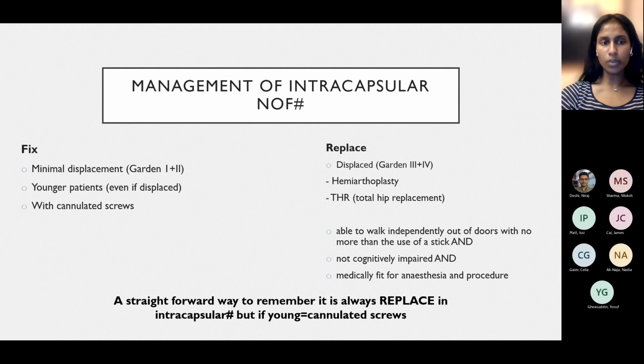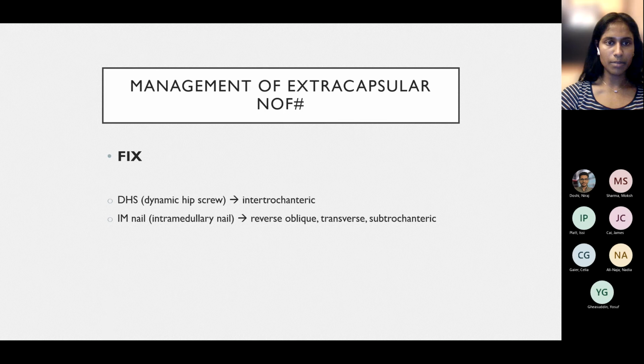I've got some images of what these replacements actually look like on X-ray, so that you guys know these as actual images and what they actually do as opposed to just words. And this is what I said. Intracapsular, we replace. If they're young, we use cannulated screws. Okay, I'm going to speed up now.